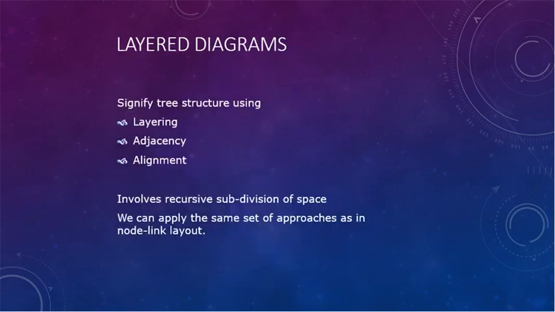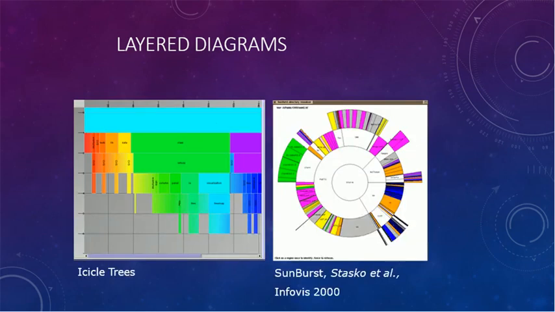The third one we have is the layer diagram. It is basically used for layering, adjacency, and alignment of different elements. It is similar to the node link tree, but the difference is very small. We have to work on different nodes and put them in one alignment. Like we first put one node, then we work on the second component, and then the third component.